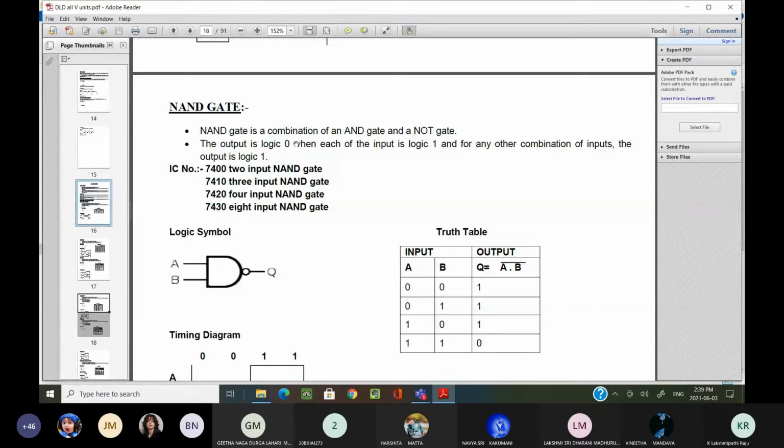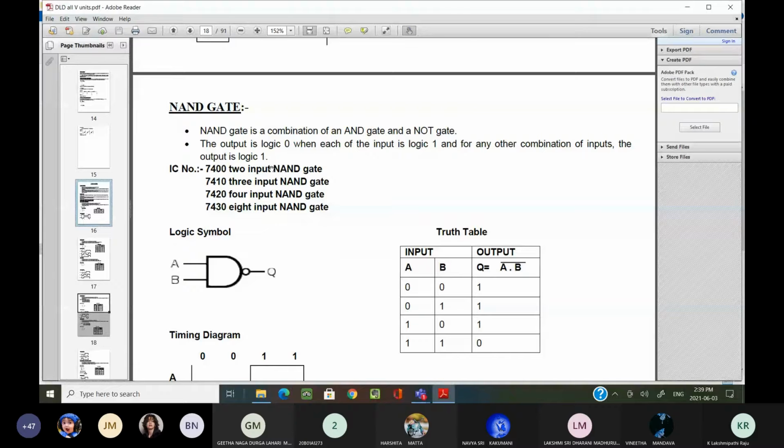NAND gate is a combination of AND gate and NOT gate. The output is logic 0 when each of the input is 1, and for any other combination of inputs output is logic 1. Simple. No need to go for the content I am reading. Simply understand it will perform the reverse operation of the AND gate.